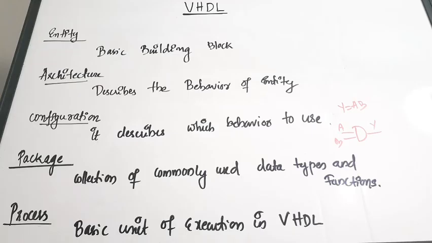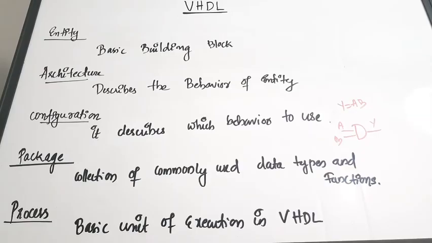Next is process. A process is a basic unit of execution in VHDL. All operations that are performed in the VHDL simulation are broken down into small programs or multiple programs. So you can think of a process as a basic unit of execution in VHDL. We'll also study how to write a process and what things you have to consider while writing one. Everything we'll be discussing. Anyway, you should know that a process is a basic unit of execution in VHDL.